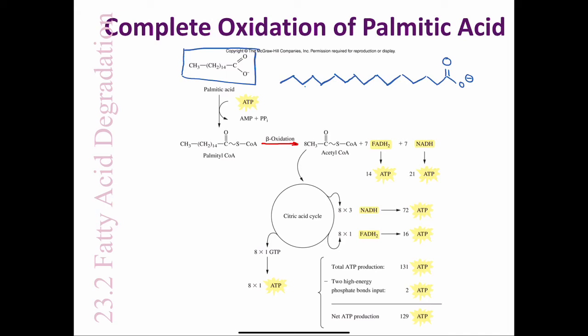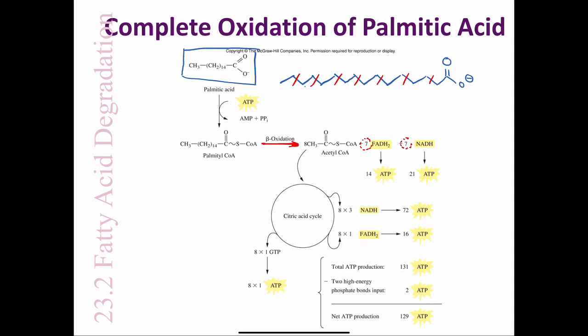Now, this molecule has 16 carbons, so it might be a knee-jerk reaction to say, well, 16 divided by 2, I can do it 8 times. But this is not true. If you look at how many times you can cut this up into 2-carbon units, 1, 2, 3, 4, 5, 6, 7. So you can split this molecule up into 7 2-carbon units to produce 8 molecules of acetyl coenzyme A. But you're only doing the beta oxidation process 7 times, and that is why you produce 7 molecules of FADH2 and 7 molecules of NADH.